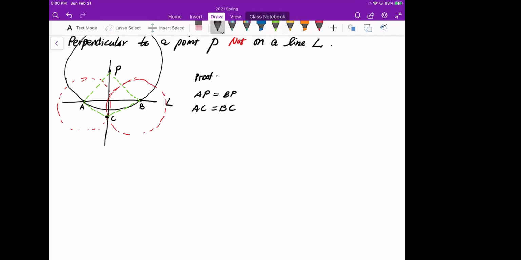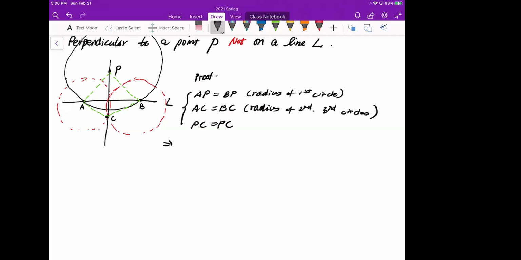Why the first one? The first one is just the radius of the first circle, right? And then the radius of the second and the third circles are the same, right? And then we have PC and PC. We can get that the two triangles are congruent triangles. So we get the triangles APC and BPC congruent.